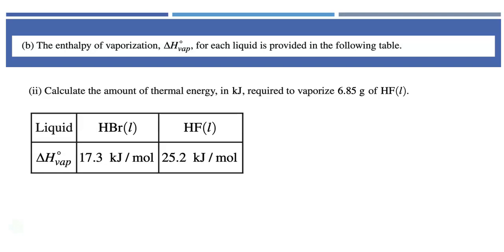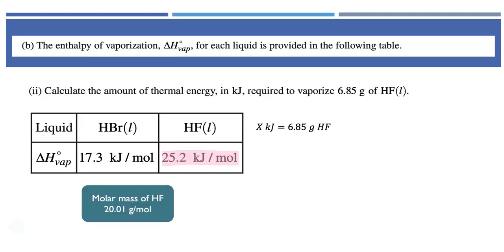Calculate the amount of thermal energy in kilojoules required to vaporize 6.85 grams of HF. We want kilojoules, we have grams, we need a mass-energy relationship. Well, we have one. We know for HF it takes 25.2 kilojoules to vaporize 1 mole of HF. But we have grams of HF, so we're going to need to convert our grams of HF to moles of HF, which means we need the molar mass of HF.